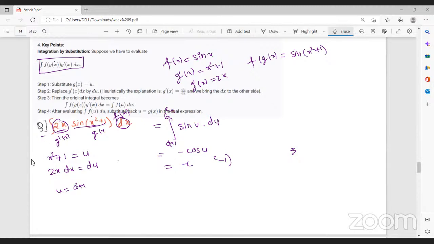How did you change those limits? Could you tell me that again? We are substituting x square plus 1 equals u. So when x equals A, what will be the value of this function? I can simply put x equals A here, so my lower limit will be A square plus 1. Here also, the upper limit will be B square plus 1, simply putting x equals B. Okay, so the limits are replaced in the substitution part.